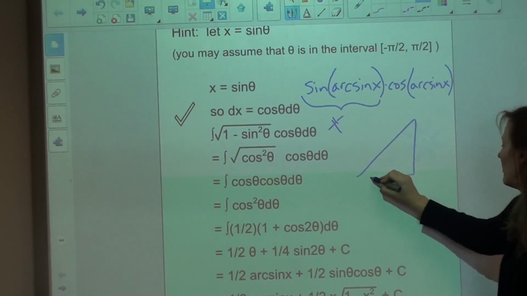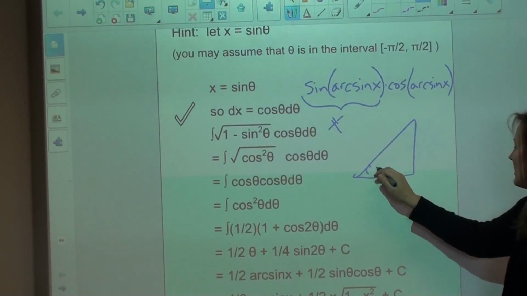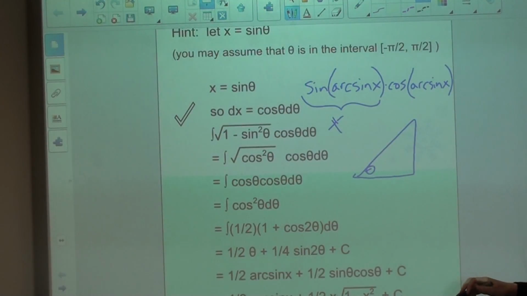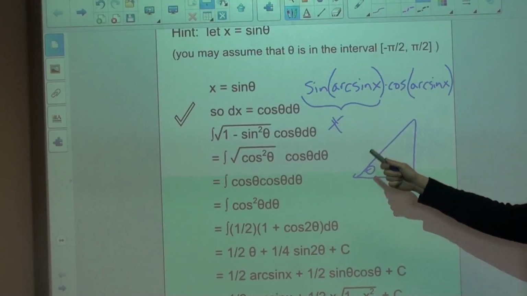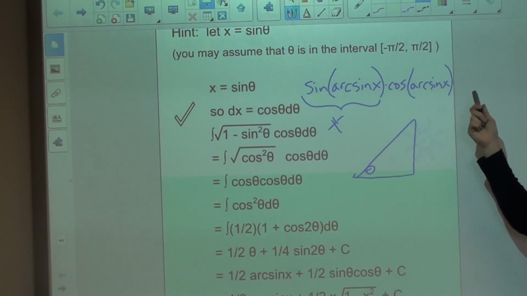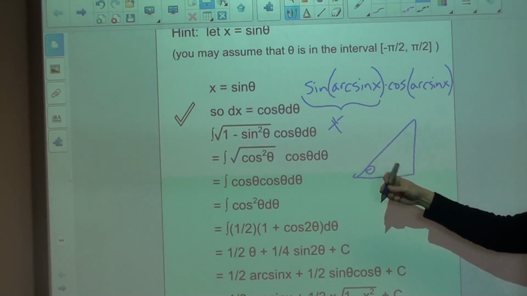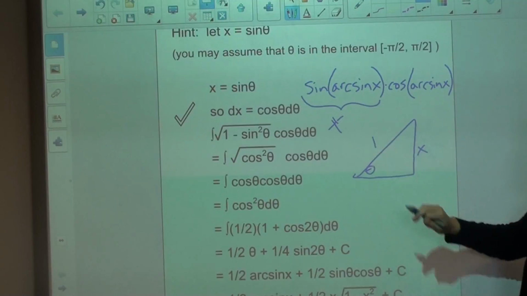So we draw a triangle. You learned how to do these triangles way back when you were learning the derivatives of the inverse trig functions. It's been a while, right? So you let this angle be theta, and you say, theta is the angle whose sine is x. If our sine is x, that means opposite over hypotenuse is x over 1, so we can label the sides x over 1.